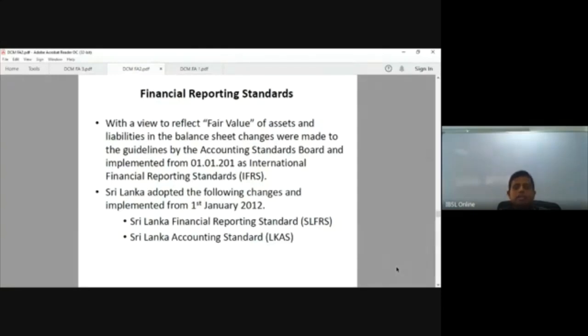With a view to reflecting the fair value of assets and liabilities in the balance sheet, changes were made to the guidelines by the Accounting Standards Board and implemented on 1/1/2012 as International Financial Reporting Standards (IFRS). Sri Lanka adopted the following changes and implemented them from 1st January 2012: Sri Lanka Financial Reporting Standards (SLFRS) and Sri Lanka Accounting Standards (LKAS). This is a repetition of the same slide.